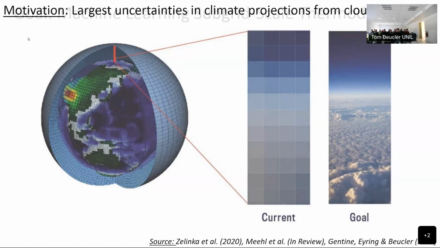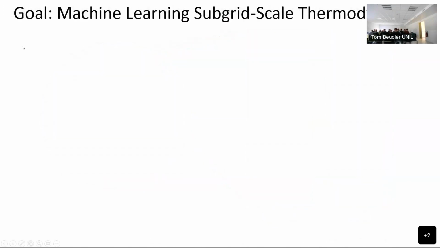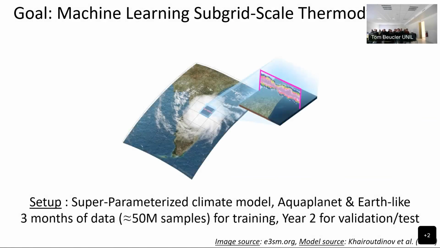And so where does machine learning come in? I'm going to jump right to the heart of the topic. The idea is that while we may not be able to run Earth system models at a very fine resolution for hundreds of years, we can run them at a fine resolution for just, maybe a year. That gives us a ton of data. And with that data, we can train machine learning models to emulate the effect of fine-scale turbulence in clouds on the large-scale climate. And so the setup I'm going to use mostly in this talk is a superparameterized setup.